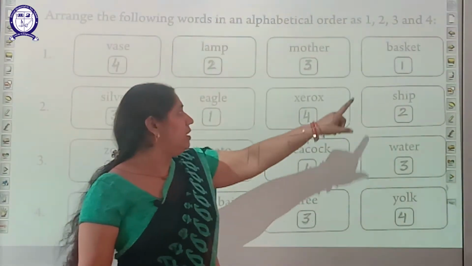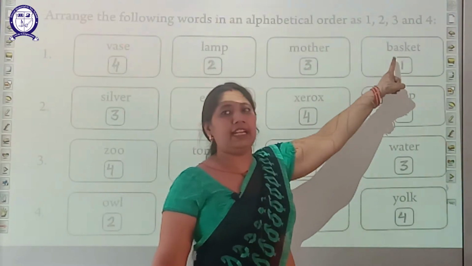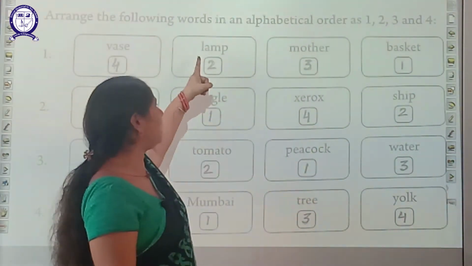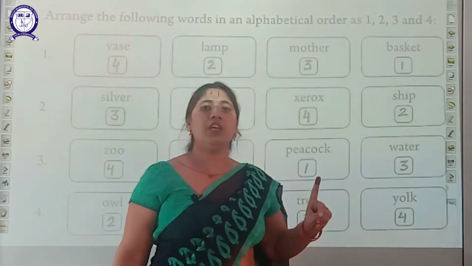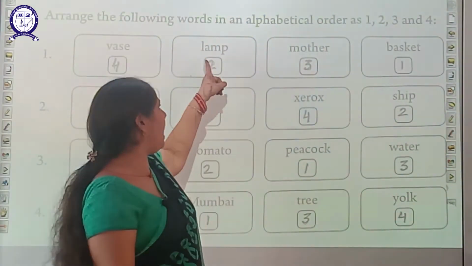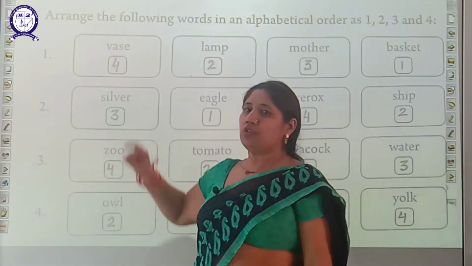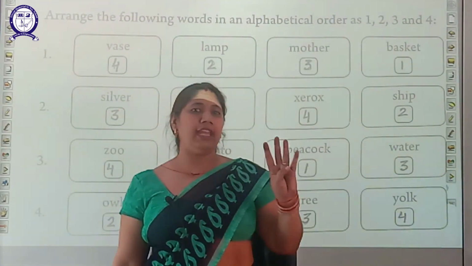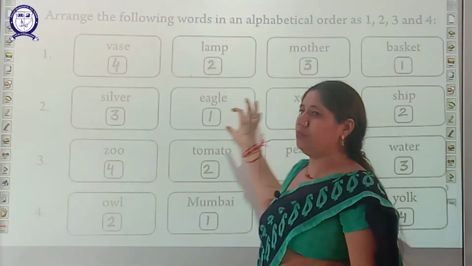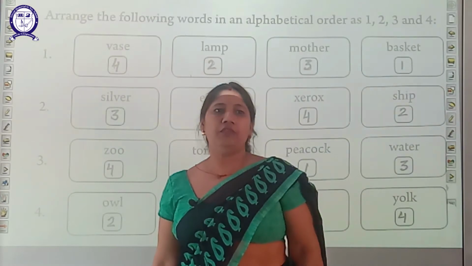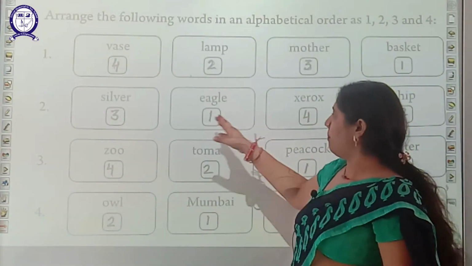So A, B. Firstly, number 1 is basket, that is started from B. After that L. B, C, D, E, F, G, H, I, J, K, L. Then M. And after that vase. So we have to speak out like A, B, C, D, and whichever word is starting from the alphabet we have to mention here, 1, 2, 3, 4. Let's do the next example.